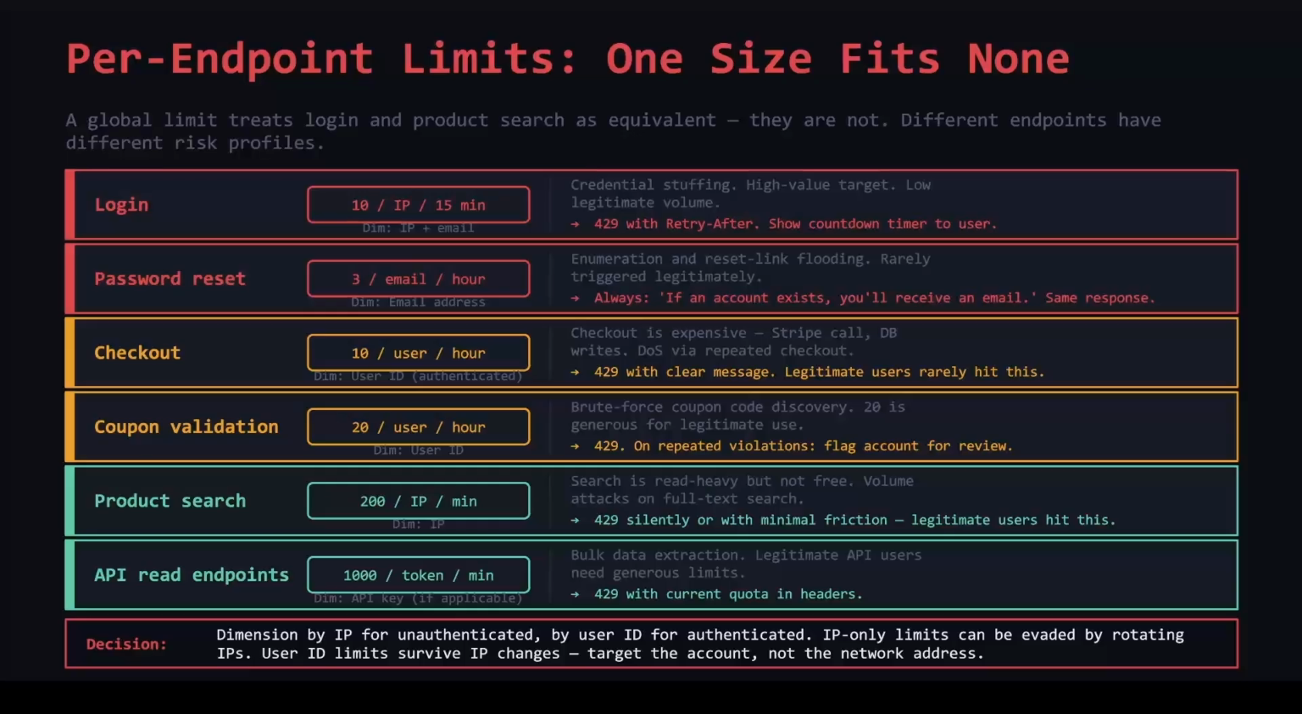Product search: 200 requests per IP per minute. Read heavy but not free. Volume attacks on full text search are a risk. Legitimate users who hit this, perhaps a power user, should get minimal friction. And the dimension principle: IP for unauthenticated requests, user ID for authenticated. IP only limits can be evaded by rotating through IP addresses using a proxy. User ID limits survive IP changes. You're targeting the account, not the network address.